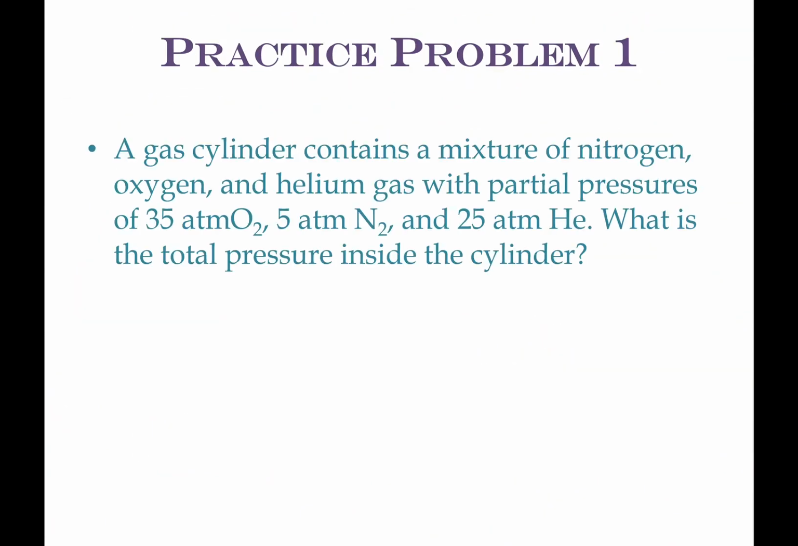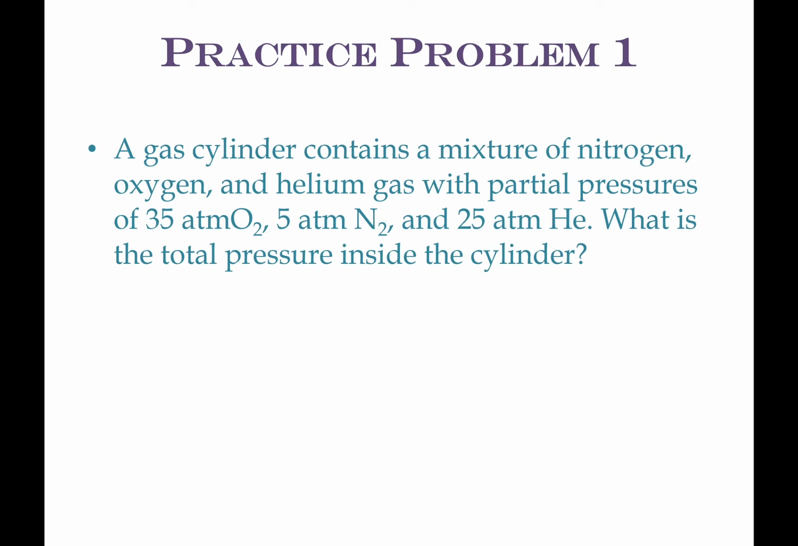A gas cylinder contains a mixture of oxygen, nitrogen, and helium, with partial pressures of 35 atmospheres of oxygen, 5 atmospheres of nitrogen, and 25 atmospheres of helium. What is the total pressure inside the cylinder?